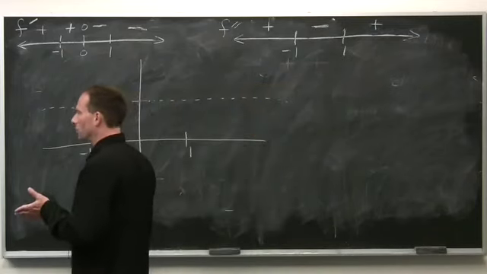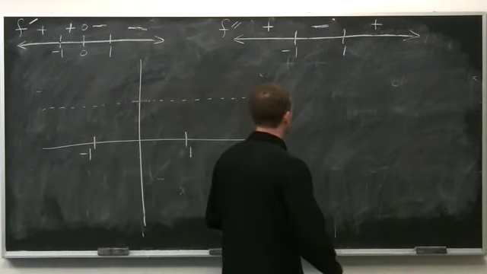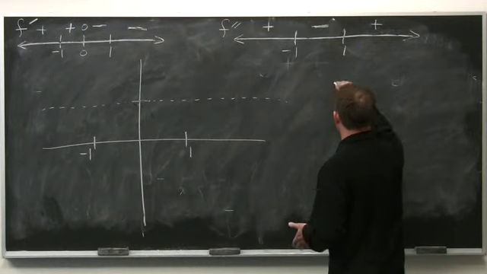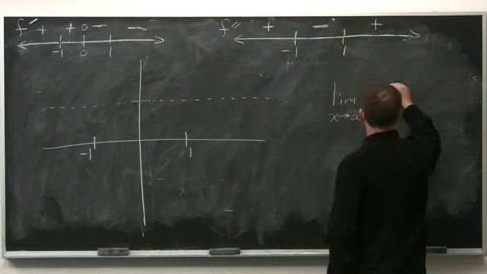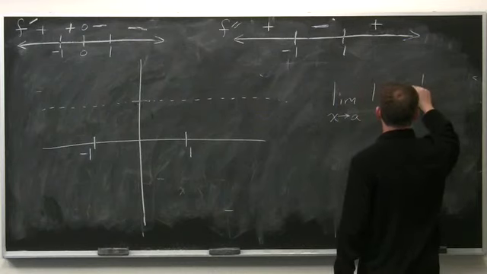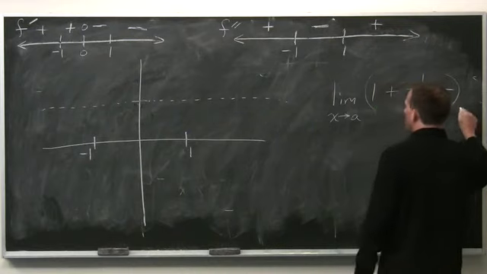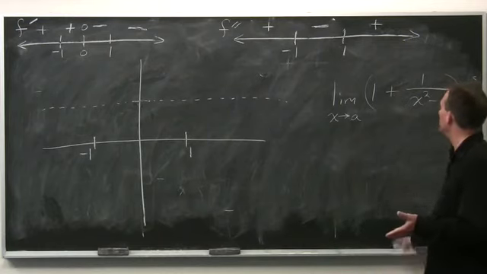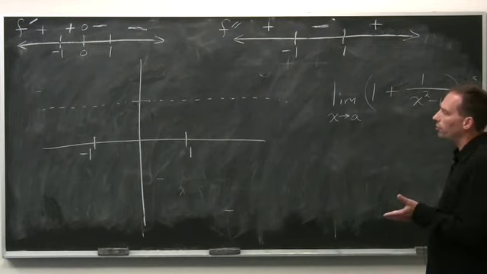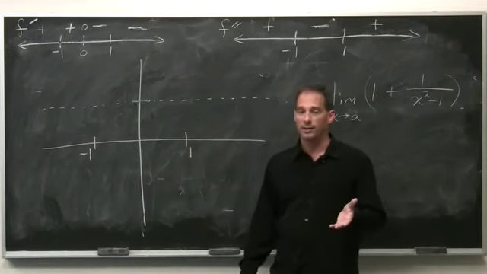Vertical asymptotes. Those are x-coordinates that you can approach and have the value of the function go off to infinity. So we're looking at this function, 1 plus 1 over x squared minus 1. And we want to know what values x has to approach from the left or from the right to make this go to infinity.